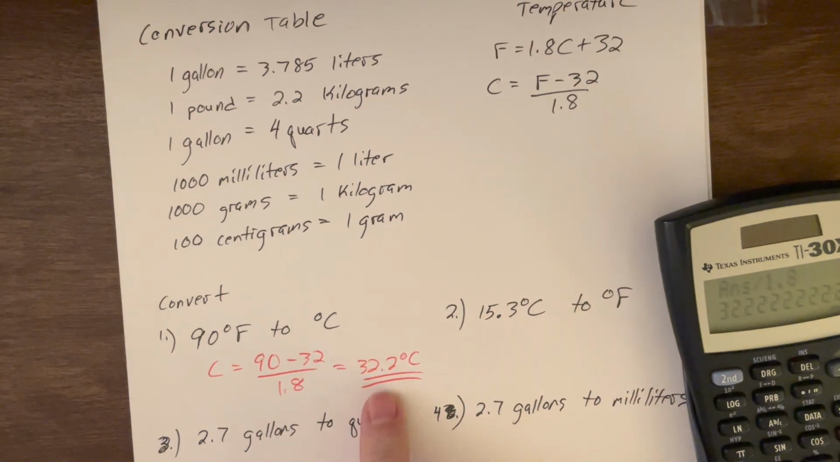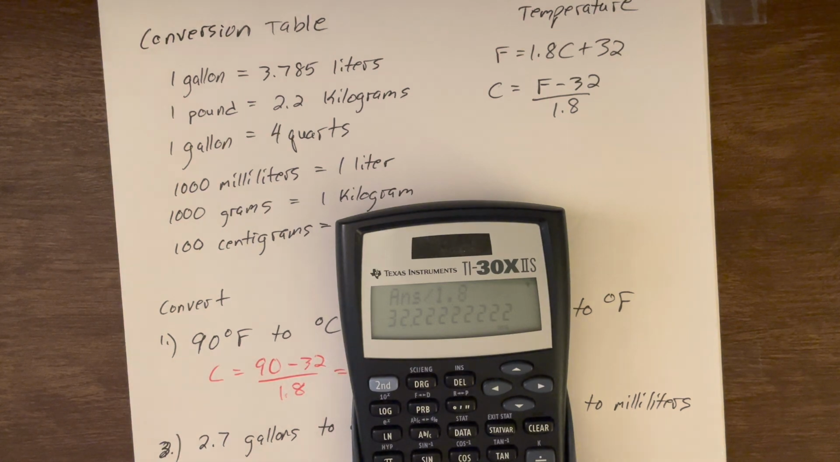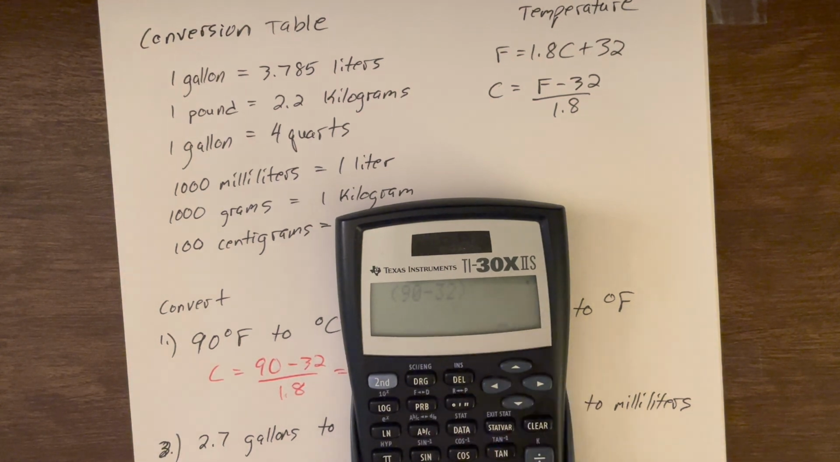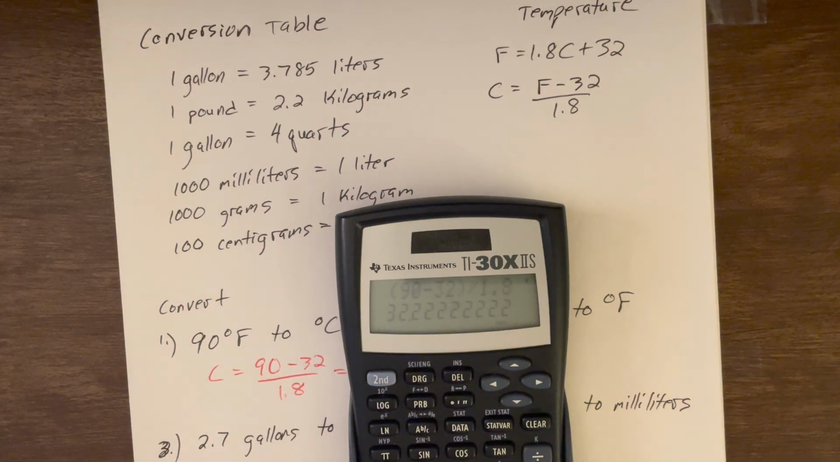32.2 degrees Celsius. If you want to do that all at once, you have to use your parentheses. Parentheses 90 minus 32. You have to tell the calculator do that first, then divide by 1.8, and we just got the same answer.